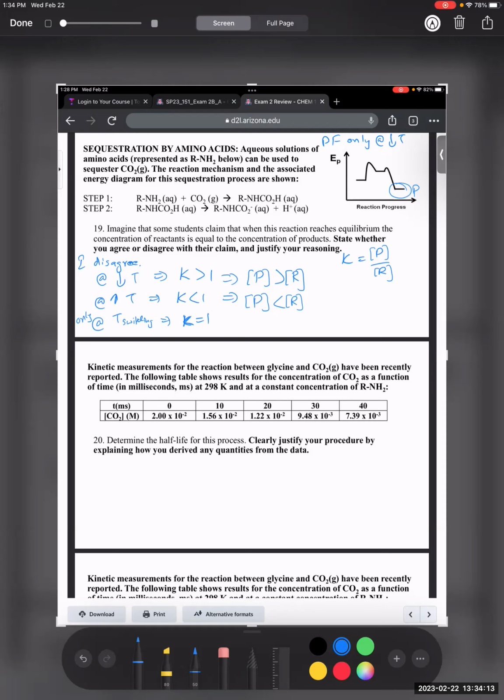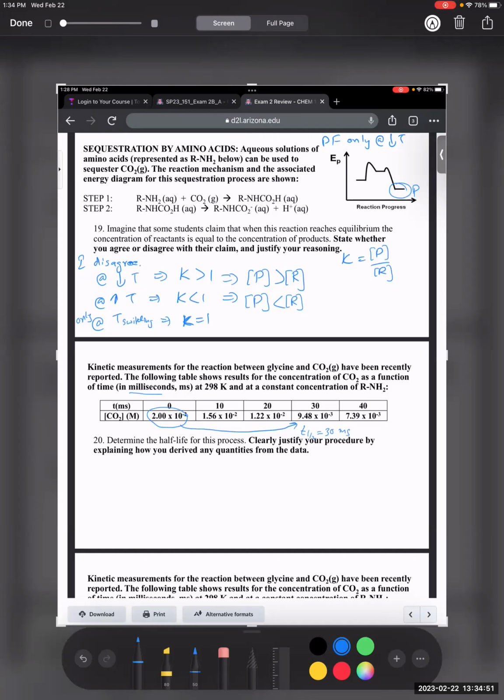One thing I immediately noticed was, we're starting at 2 times 10 to the power of minus 2, right? Half of this concentration is around 1 times 10 to the power of minus 2, and 9.48 times 10 to the power of minus 3 is close to that. Let me show you something, and then I'm going to go back and solve it quantitatively. Here we see that the concentration is half when you go from 0 to 30. So it seems like it takes about 30 milliseconds. A half-life is going to be something close to 30 milliseconds.